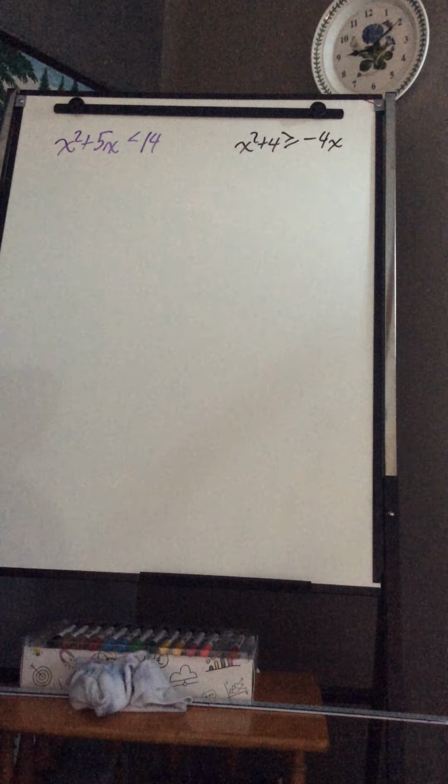We're going to make use of what we've been shown before in the chapter, and we have to solve for x. So basically we have to say, where is x possible? The first thing we do is make one side equal to 0, just like we were doing a regular quadratic. So I'm going to subtract 14 from both sides. I get x squared plus 5x minus 14 is less than 0. And over on the other side, I'm going to add 4x to both sides. So I get x squared plus 4x plus 4 is greater than or equal to 0.